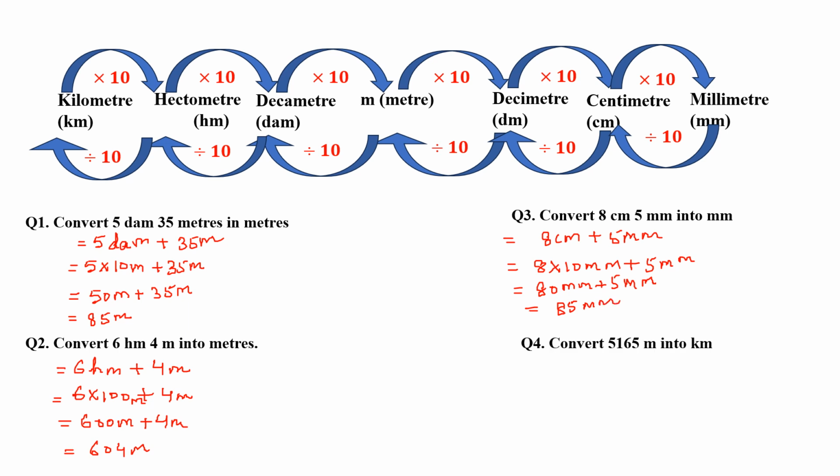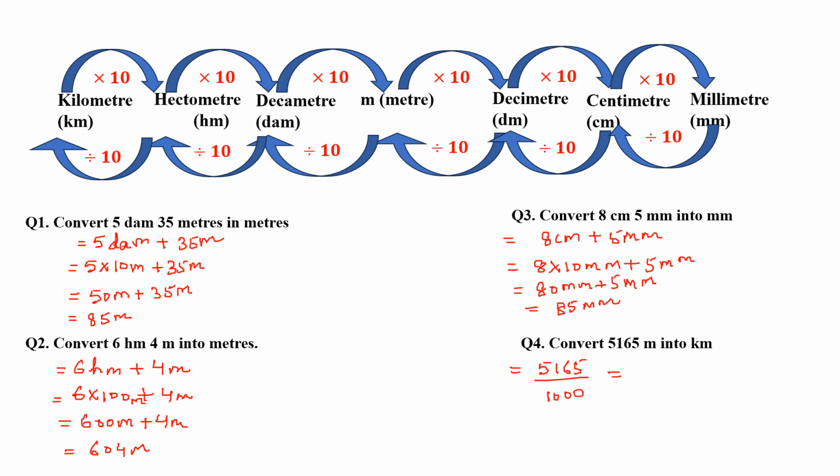Now moving to the next question. You have to convert 5165 meter into kilometer. Now you have to convert smaller to bigger unit. So it means you have to divide. Now your meter is here, kilometer is here. So you have to take 3 steps to the left. It means you have to divide this by 1000 to convert meter to kilometer. So if you divide it by 1000, what will happen?